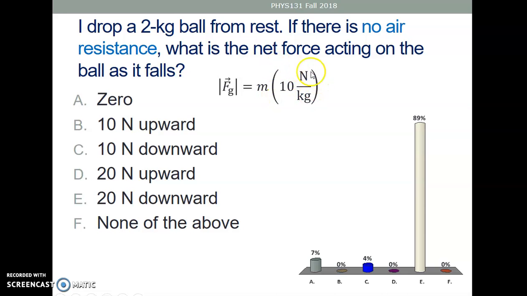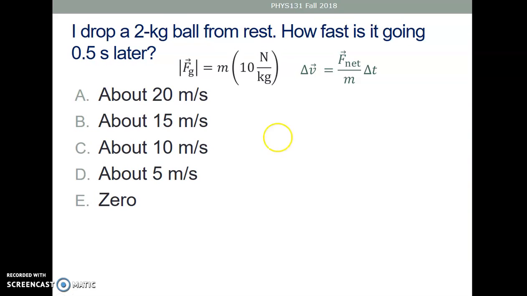Now, of course, if this were a different planet with a different mass and a different radius, this G, this number here, this field strength would be different. Okay, so for example, if you had a planet where the field strength was 5 newtons per kilogram, then C would have been the correct answer. All right, let's go on to the next one.